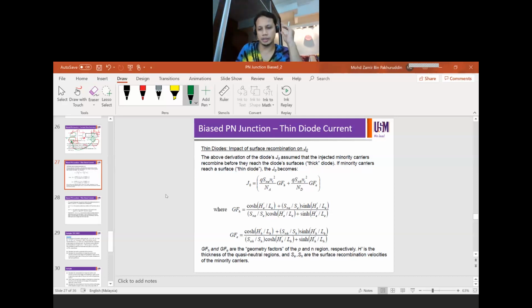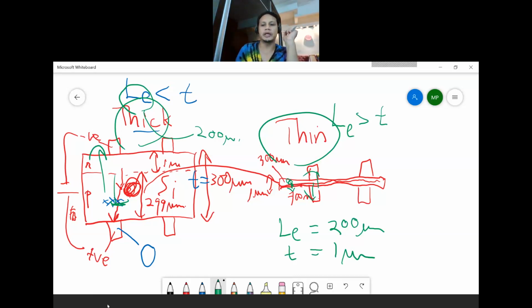Now we want to look at what is the impact of surface recombination on J0 in a thin diode. Remember, it's now a thin diode. We want to see the impact of surface recombination on J0 in a thin diode, right? So if we compare, let's go back to the example just now. If you compare thick diode with thin diode, do you think the surface is going to be more dominant in the thick diode or in the thin diode? Take a guess based on logic.